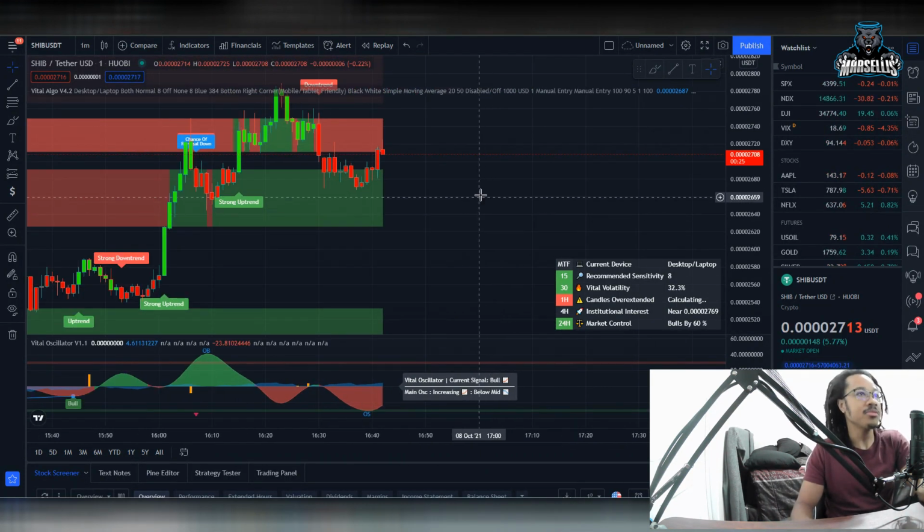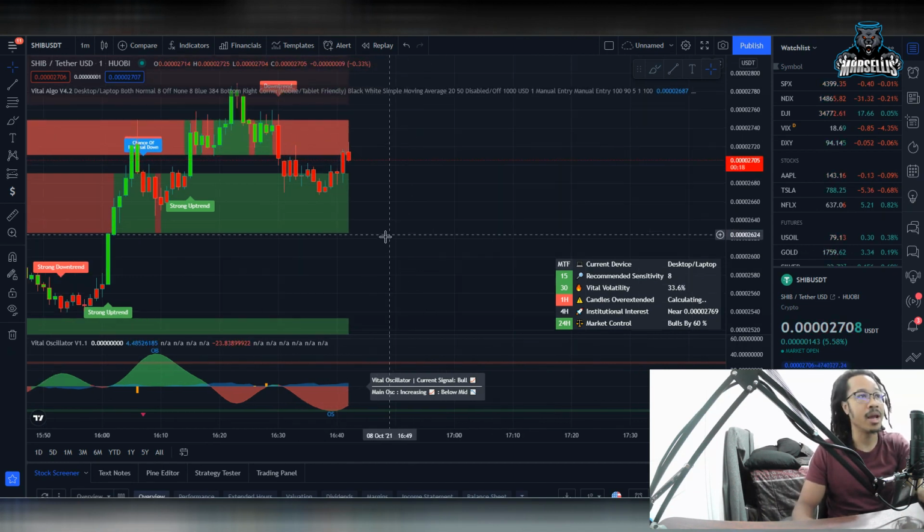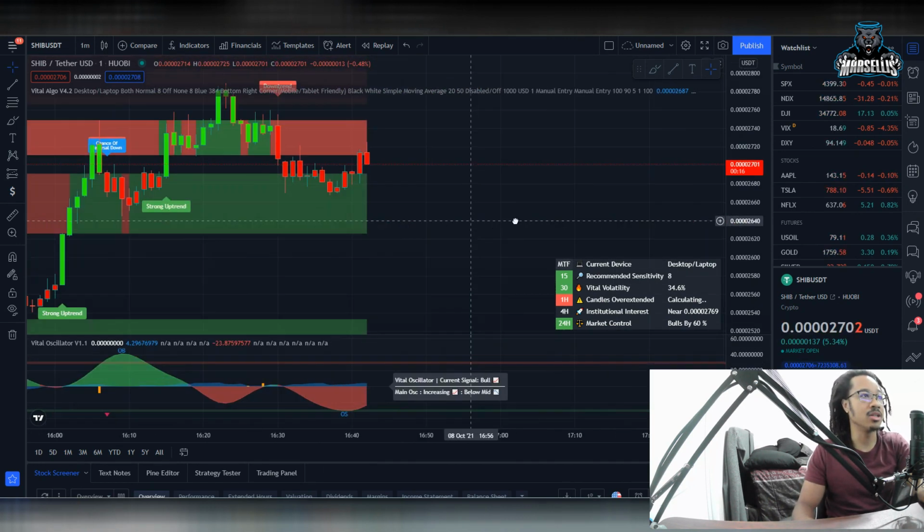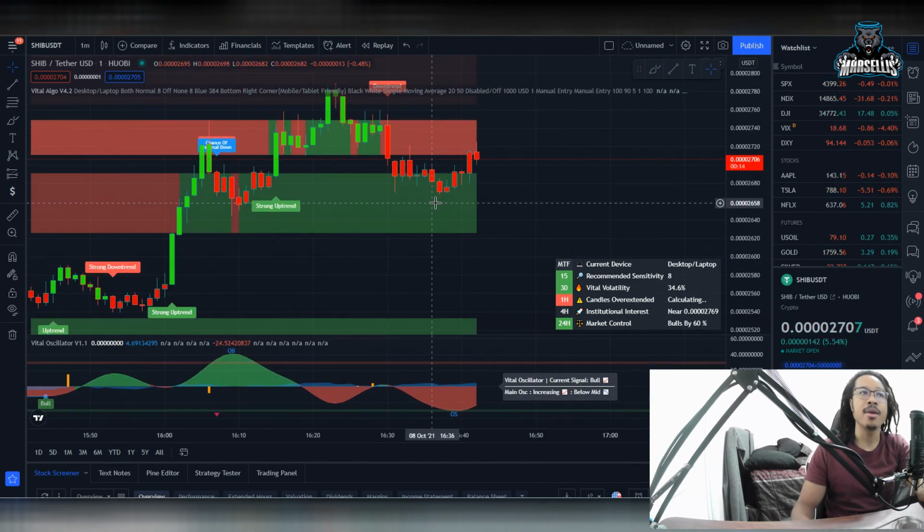But anyways, look at what's going on here. We are forming a little bit of an uptrend here, and now we're hitting the supply and demand area, so we may or may not break out of it. It's definitely showing that we have red candlesticks, meaning that even though we are on an uptrend, there's still a lot of overselling going on here. If you look at this oscillator, you see that there's a lot of overselling.